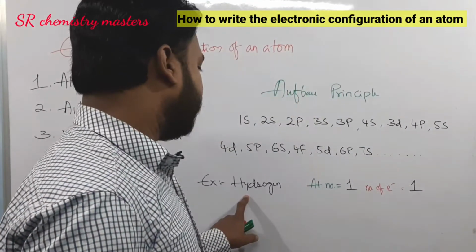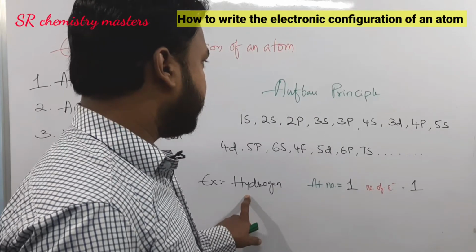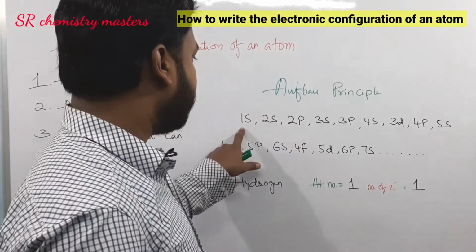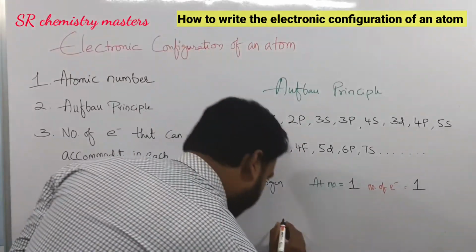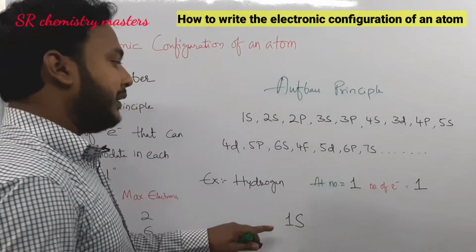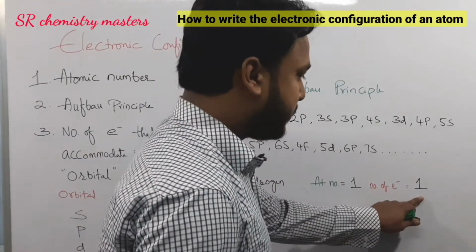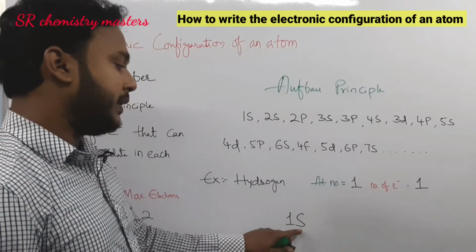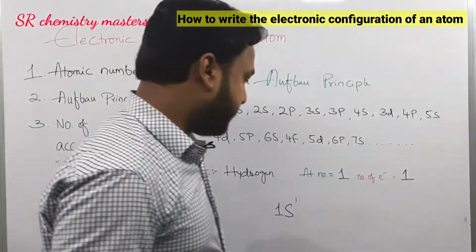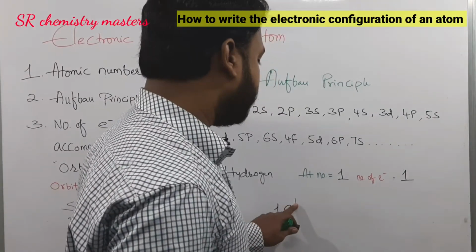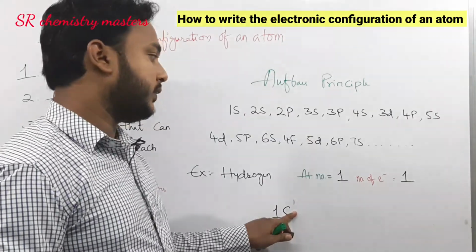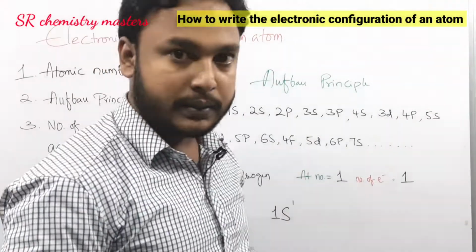So let us write the electronic configuration for the hydrogen atom. As per the Aufbau principle, the electron first enters the 1s orbital. Here we have written 1s, and since it has only 1 electron, it can be accommodated in the s orbital itself. So it is 1s1. Always remember the electrons should be written in the form of a superscript while writing the electronic configuration.